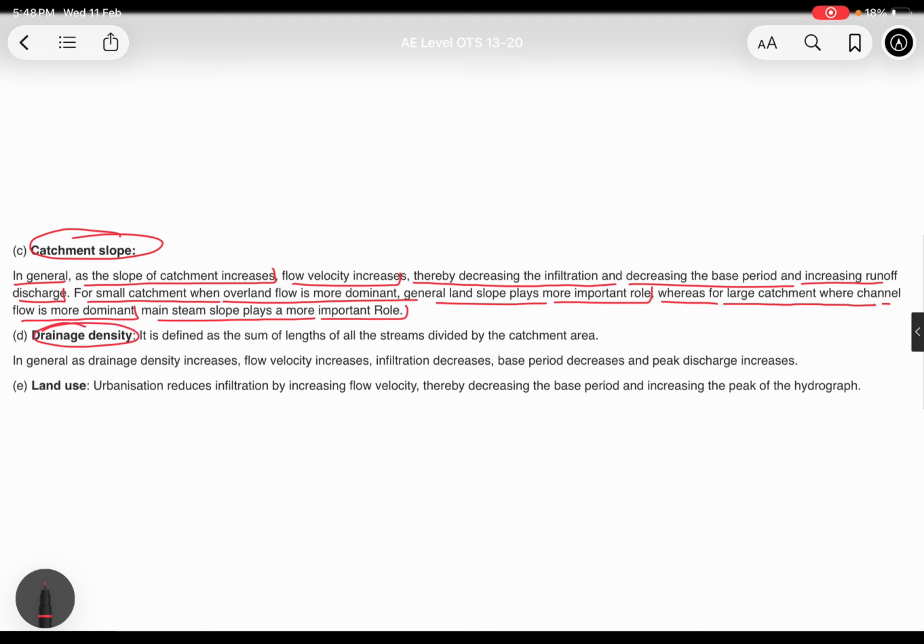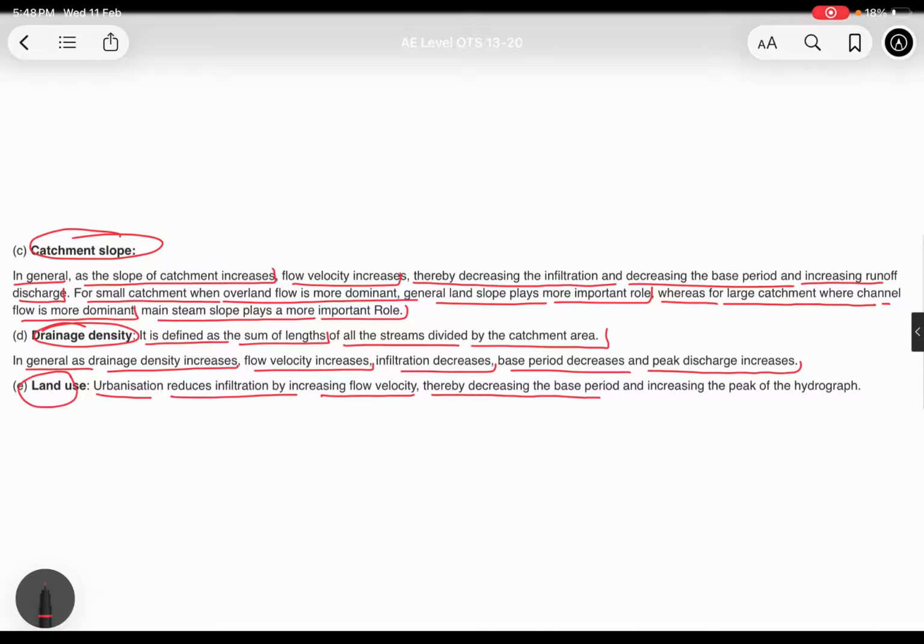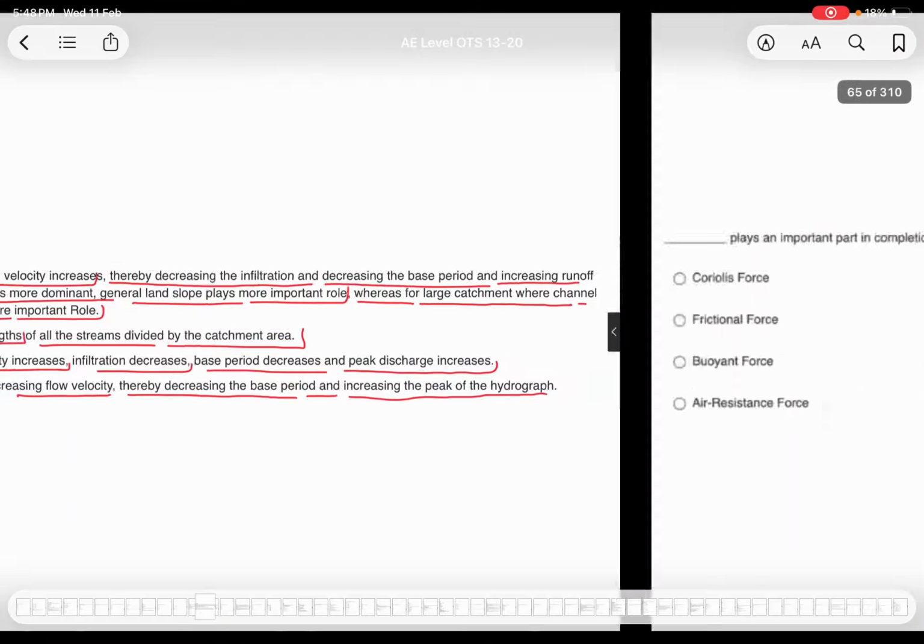Drainage density is defined as the sum of the lengths of all streams divided by the catchment area. In general, as drainage density increases, the flow velocity increases, infiltration decreases, the base period decreases, and peak discharge increases. Land use: urbanization reduces infiltration and increases flow velocity, thereby decreasing the base period and increasing the peak of the hydrographs.